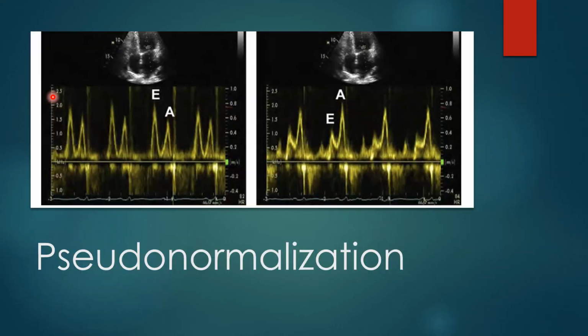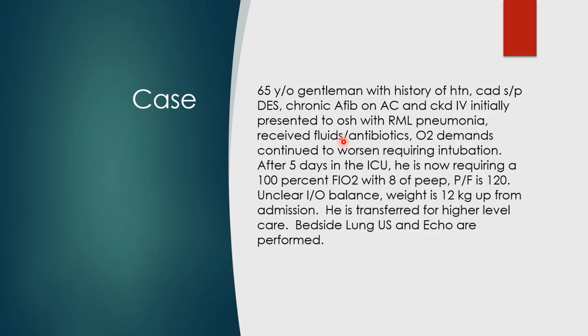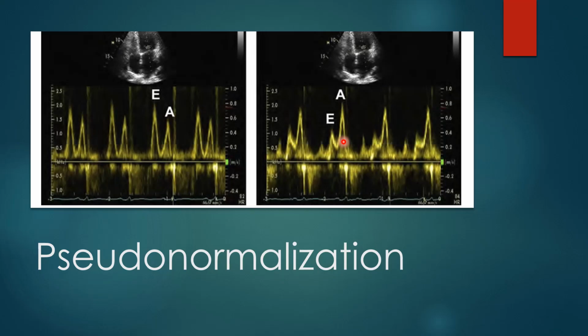So pseudonormalization is a concept. If you have stage 2 diastolic dysfunction and your E is greater than A, you already know that this person has impaired relaxation. Sometimes you can't tell if it's a subtle case, and let's say you didn't know if you had diastolic dysfunction or not, and you saw this. Is this normal, or is this diastolic dysfunction? If you have them Valsalva, if you give them nitroglycerin, you diurese them, and you got this pattern, that confirms that the patient has diastolic dysfunction. And this is called pseudonormalization.